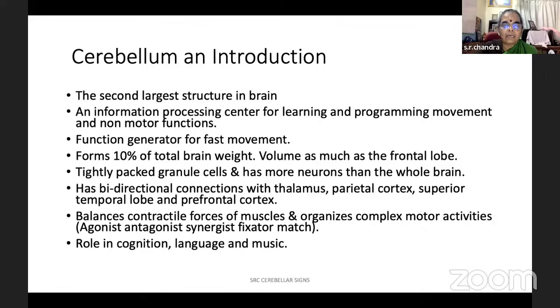It balances the contractile forces of muscles and organizes complex motor activities. We know that corticospinal, corticostriate, and corticocerebellar fibers are involved in organizing complex motor activity. What is the role of the cerebellum? It matches the agonist, antagonist, synergist, and fixator along with the corticospinal tract. The corticospinal tract is the most important structure in forming the melody of motor activity, and this is supported by the cerebellum. And it also has a role in cognition, language, and music.